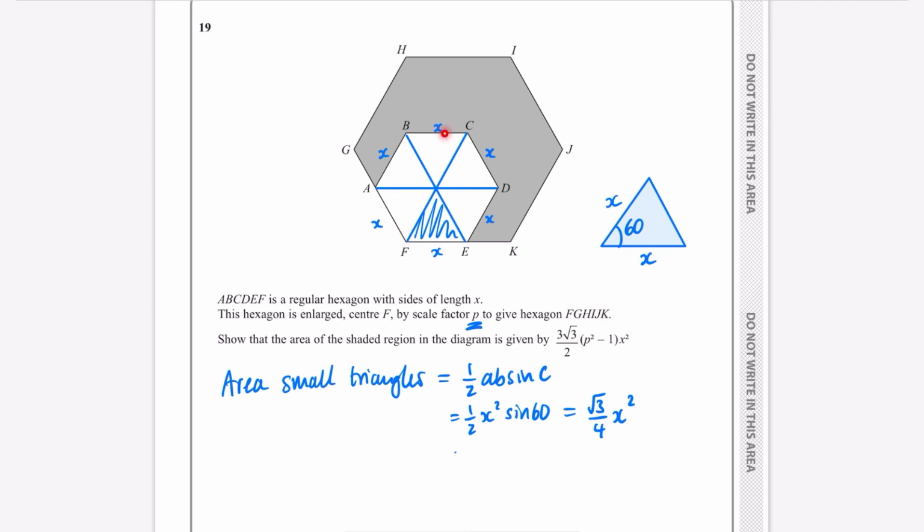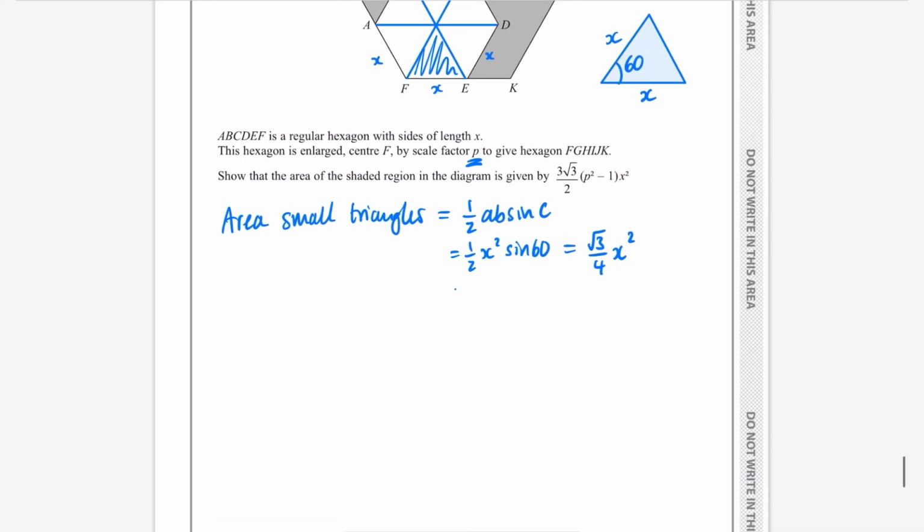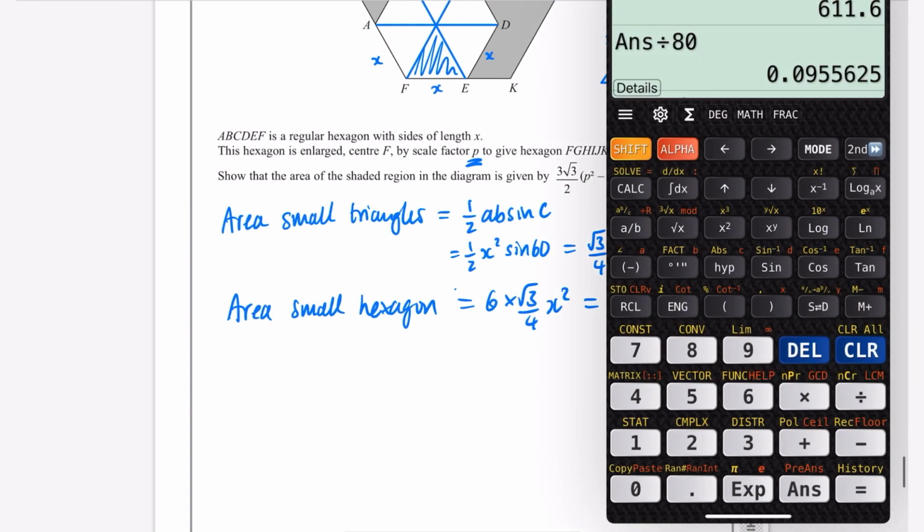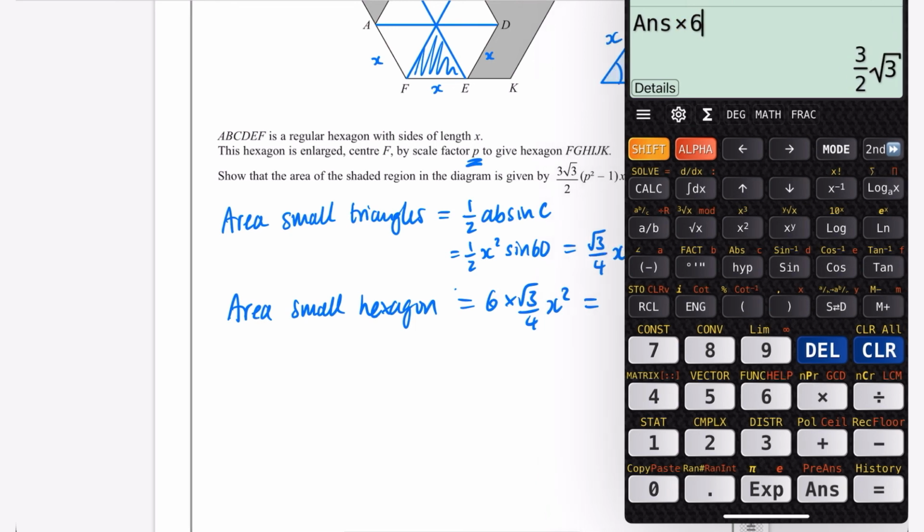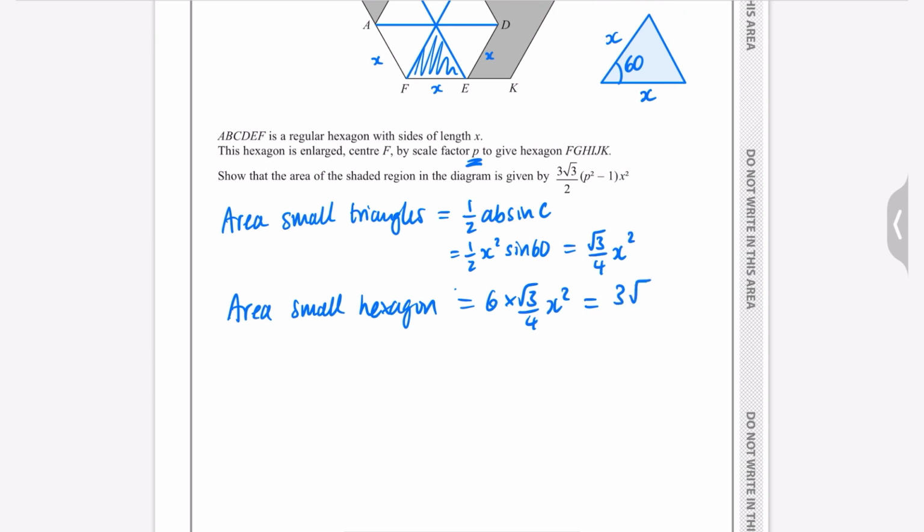So now I'm going to work out the area of this hexagon by multiplying it by 6. So the area of the small hexagon is equal to 6 times root 3 over 4 x squared. I've already got that root 3 over 4 on my calculator. I'm just going to multiply that answer by 6, which is 3 root 3 over 2. That's probably how your calculator will say it. It will probably say 3 root 3 over 2 x squared. You can see that this 6 and this 4 have simplified to the 3 and the 2.